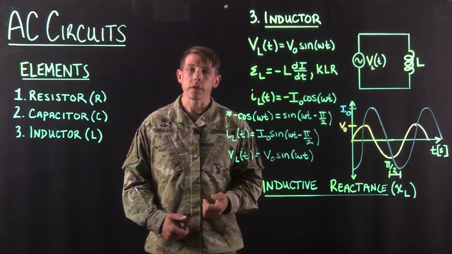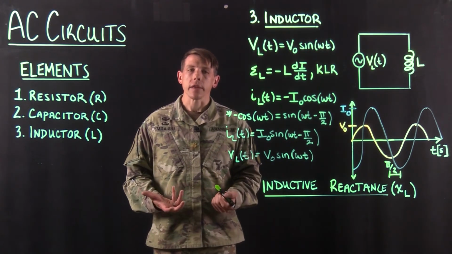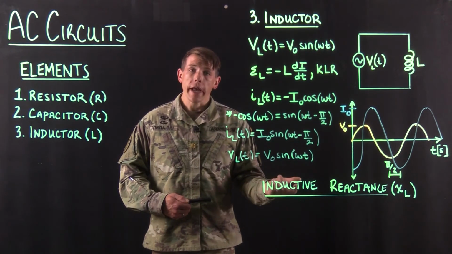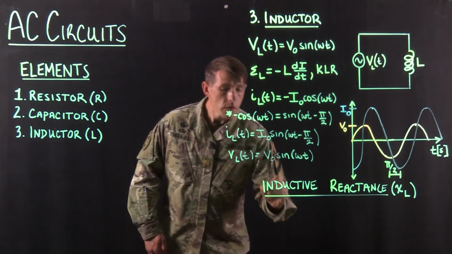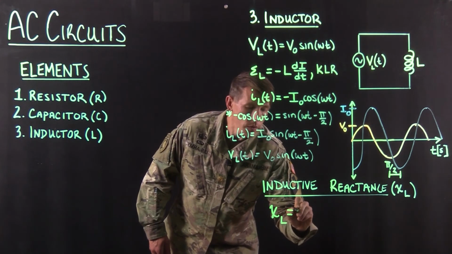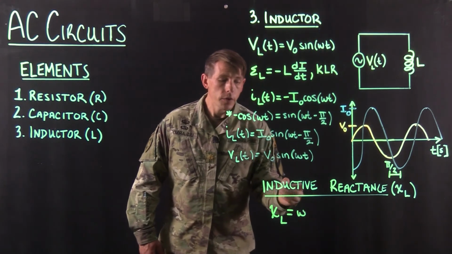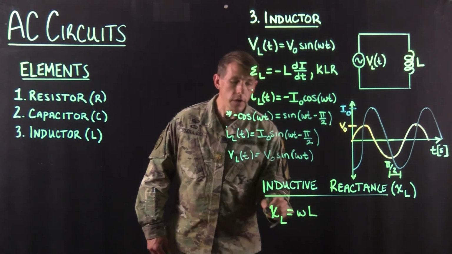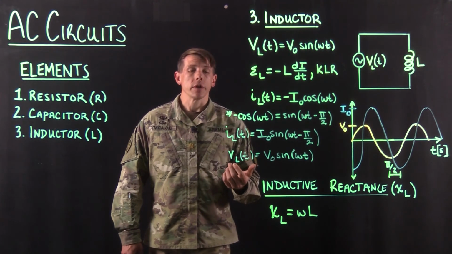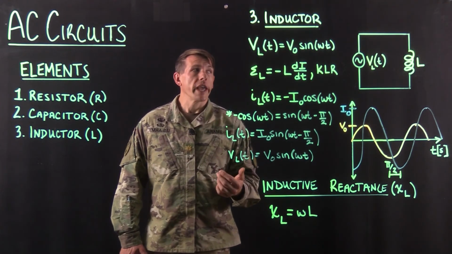And because this is an AC circuit, there is a reactance associated with the inductor. The inductive reactance is chi sub L is equal to the angular frequency times the inductance. And this reactance is the opposition of the inductor to a change in current.